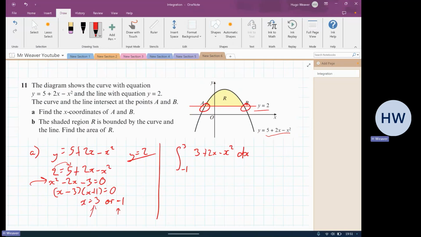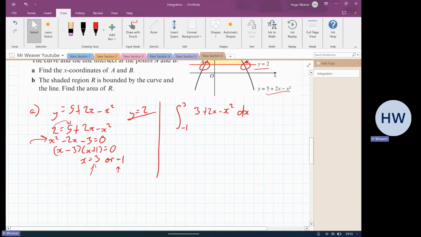So I'm now going to integrate again each term individually. I'm now going to put it into square brackets, and I'll show you why in a second. So 3 integrated gets me 3x. 2x integrated, I get x squared. 2 divided by 2 gets me 1, so I can just leave it like that.